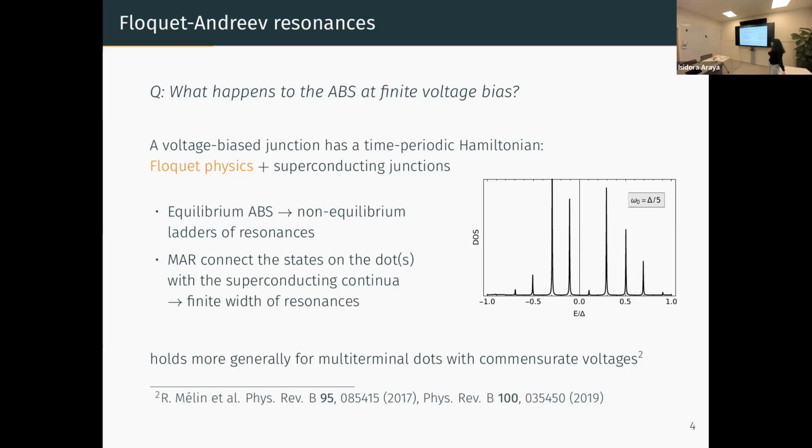And so I should say that this kind of understanding holds when we have junctions with dots, okay? And it could hold also for multi-terminal superconducting dots, as long as we have commensurate voltages, so that there is time periodicity in the system.